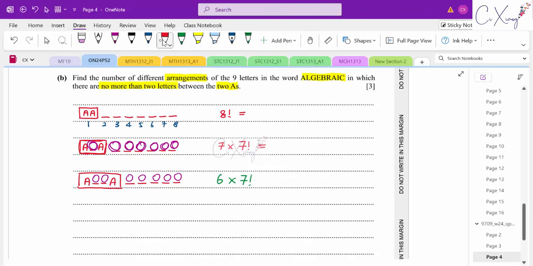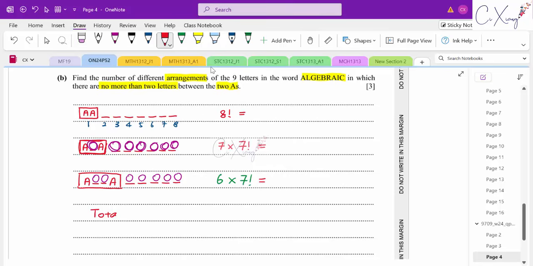Alright, so the question requested for no more than 2 letters. So that means you have 0 letters, 1 letter, and 2 letters. That's it. So it cannot continue with the 3rd letter, 4th, and so on. Okay, so these are the 3 possible cases for the arrangement.